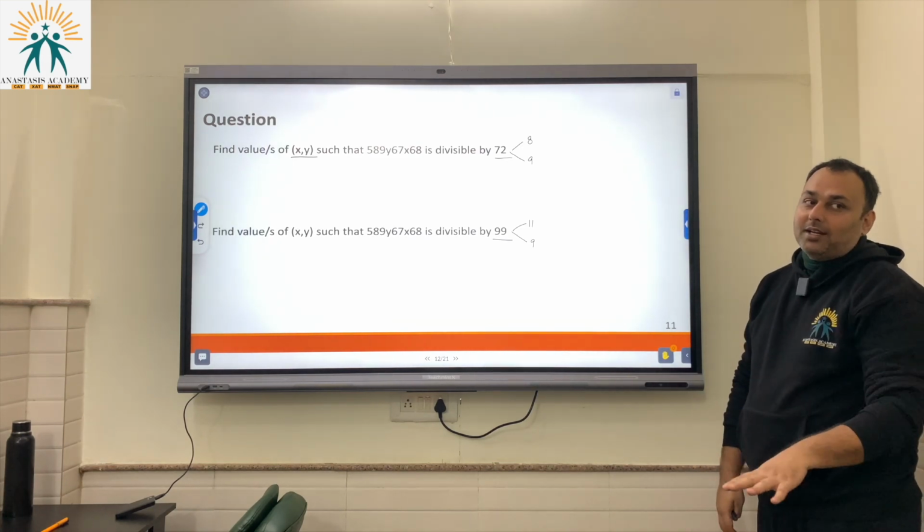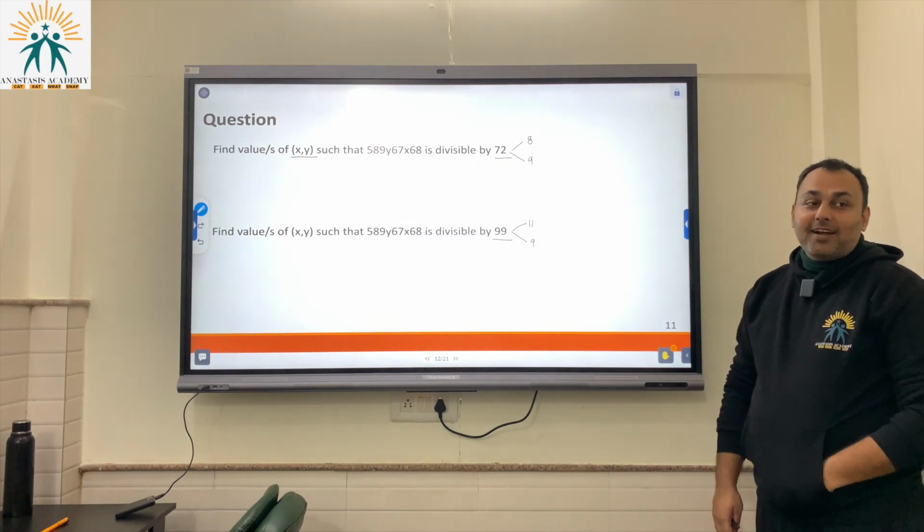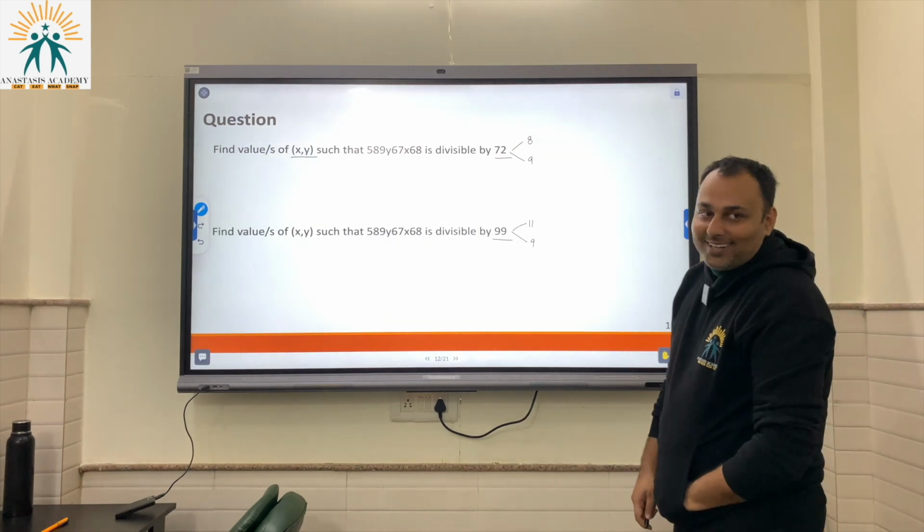This is not very difficult yet. It will get more difficult than this, but this is significantly more difficult than finding out possible remainders with 4 and 8.